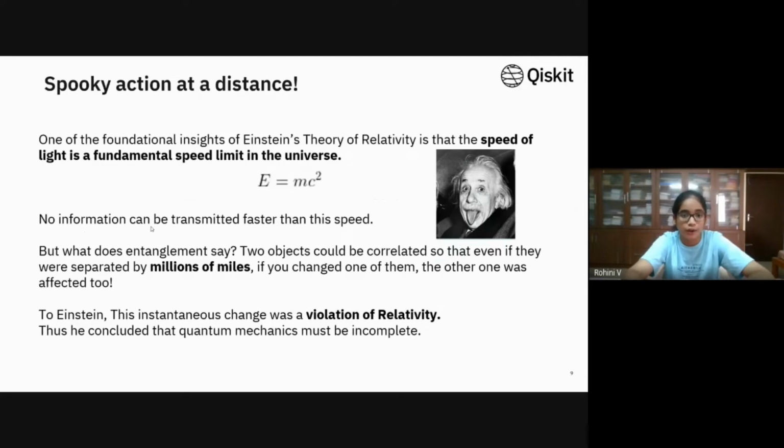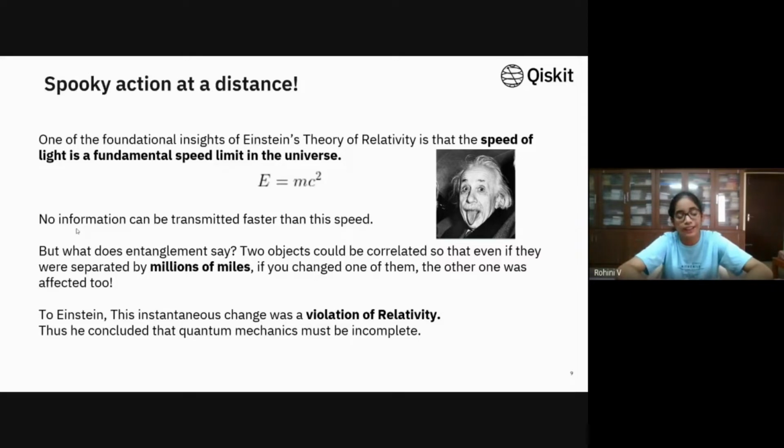Moving on. Why did one of the greatest minds, Einstein, find quantum entanglement spooky? One of the fundamental insights of Einstein's theory of relativity is that the speed of light is a fundamental speed limit in the universe. E equals mc squared, like we all learned in our higher classes. So what did that infer? That the speed limit is fundamental, we cannot exceed it, and no information can be transmitted faster than that speed.